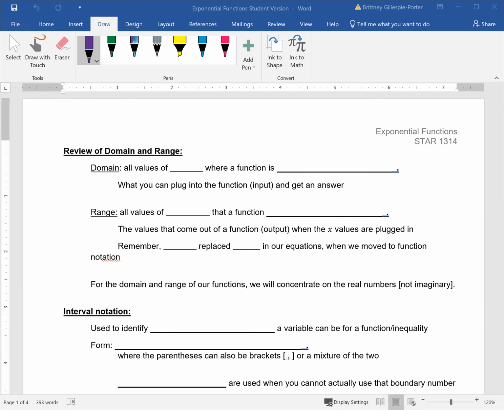All right, let's talk about my favorite, exponential functions. Before we get into exponential functions, let's do just a little bit of review.